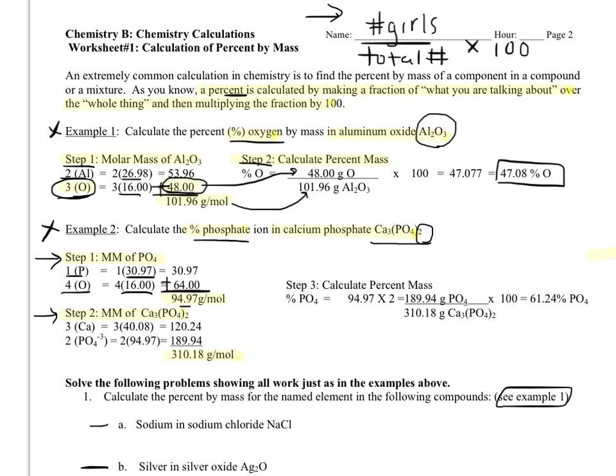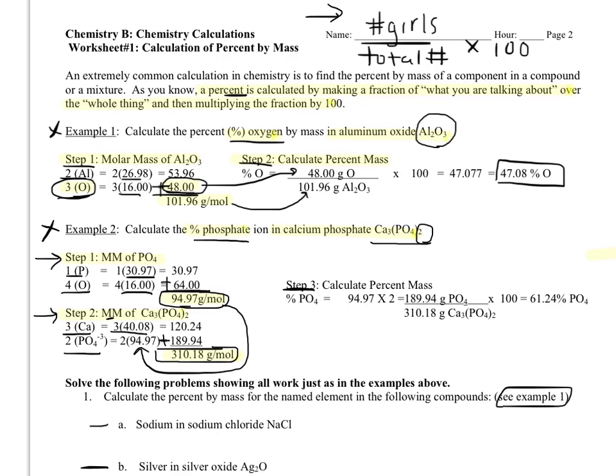On to the second step. We still need to find the mass of the entire thing. Oh, by the way, this MM here stands for molar mass. I've got 3 calciums that each weigh 40.08. I've got 2 phosphates. Now, we know that each phosphate weighs 94.97, so like I said before, I'm going to multiply that by 2 because there's 2 of them. Then I'm going to add those numbers together and get 310.18. So that's another number that we're going to use in the next step.